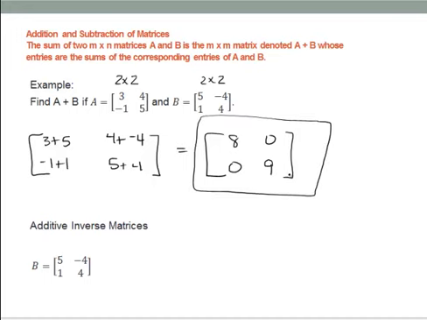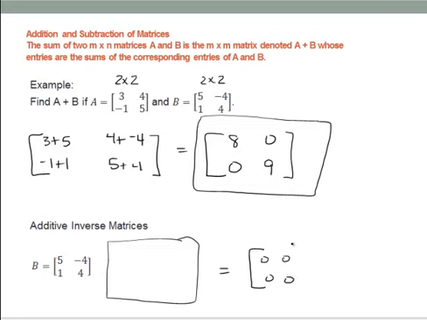Now an additive inverse means: what can I add to B so that I get all of these zeros? Well, that's pretty much just going to be the opposite, right? The additive inverse. The opposite, what do we put in there? So the opposite of 5 would be negative 5. The opposite of negative 4 would be 4. The opposite of 1 would be negative 1. And the opposite of 4 would be negative 4. So if you were to add these two together, you get 0. Negative 4 plus 4 is 0. 1 plus negative 1 is 0, etc. So this would be called the additive inverse of B.